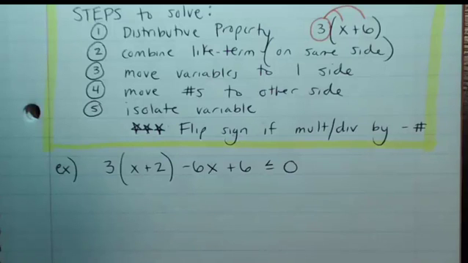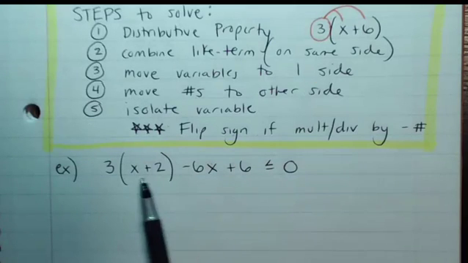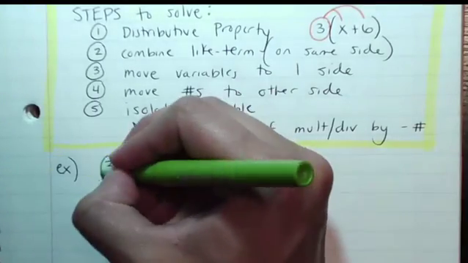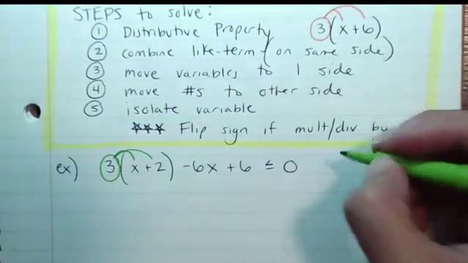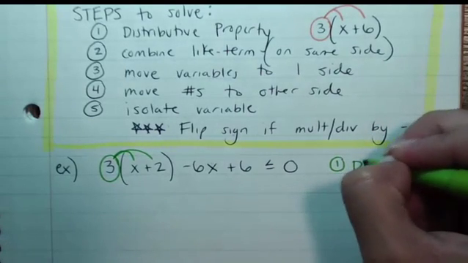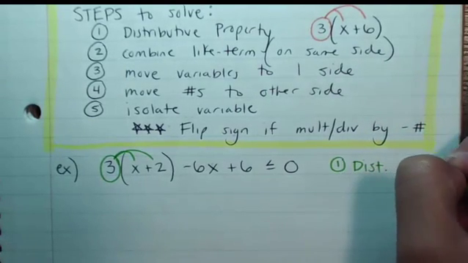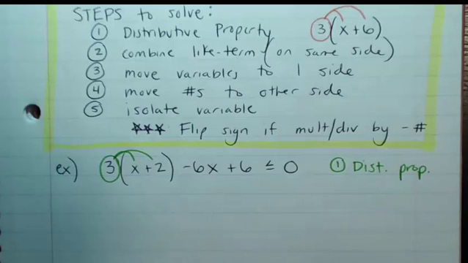So step 1, distributive property. I have parentheses here, so I need to distribute that 3 to everything in parentheses. So I'm going to go ahead, I'm going to put number 1, first step, I use distributive property. I'm going to go ahead and write that. I want you to write that as well. So I just used a different colored pencil for each step.